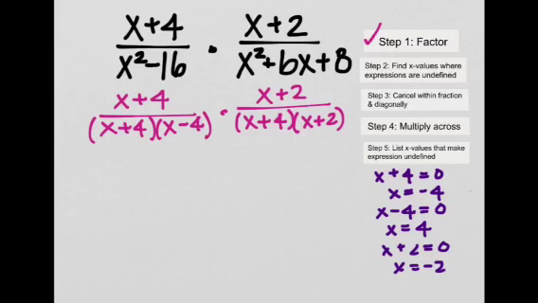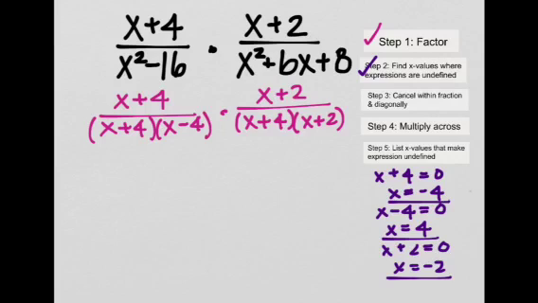These values, the -4, the 4, and the -2, if I were to take them and plug them back into my original problem, what I started with, I would find that I have 0 in the denominator of these expressions. And if you recall, you cannot have 0 in the denominator of an expression. It makes the expression undefined. So what I've done is I've found the x values where the expressions are undefined in step 2.